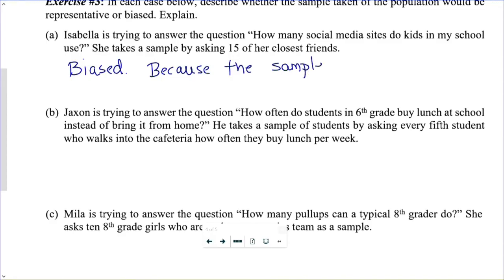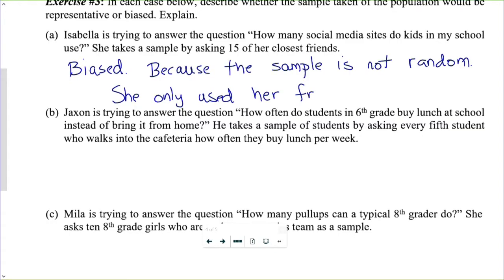the sample is not random. Random, not random. That's not even a word. Not random. She only used her friends.